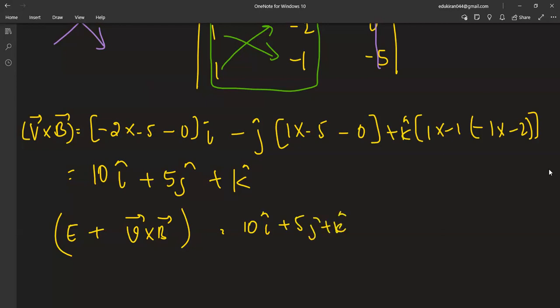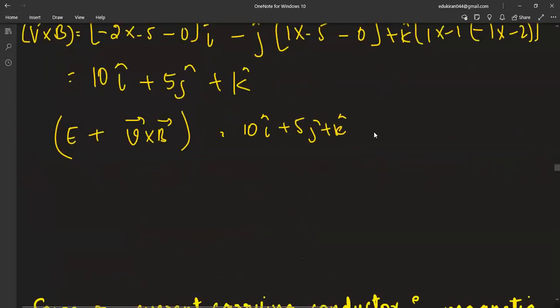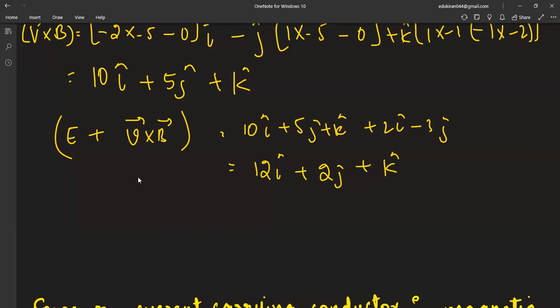And what is E vector? Electric field is already given to you in the question. 2 I cap minus 3 J cap. So this becomes 10 I cap plus 2 I cap. That becomes 12 I cap. 5 J cap minus 3 J cap, this becomes 2 J cap, and this K cap is left with itself. So this is E plus V cross B.